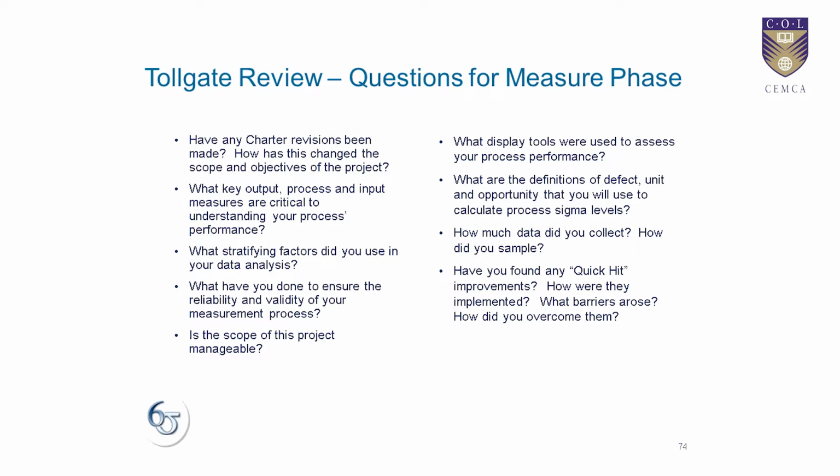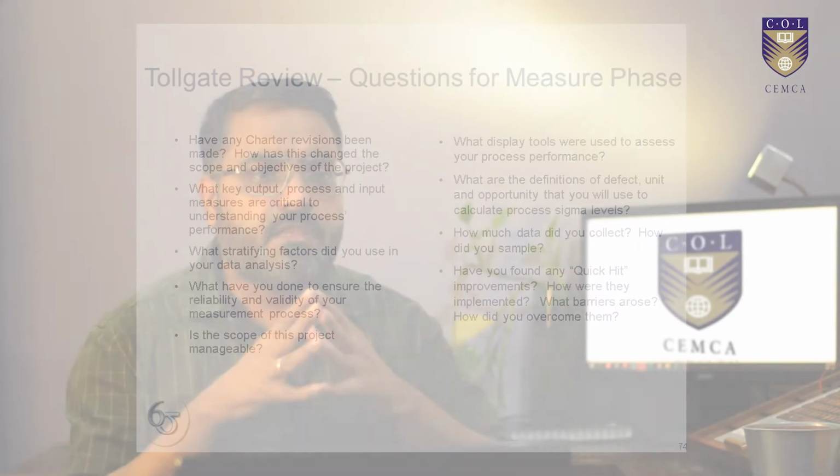The second question is: what key outputs, process and input measures are critical to understanding your process performance? As you saw, in the Measure phase we detailed out the entire process. We had a swim lane diagram, an activity flow chart, and a value stream map, which are process mapping methods. In all these process mapping methods, we extensively talk about the input required to do a certain process step and the output that we produce from it, in a very detailed manner.